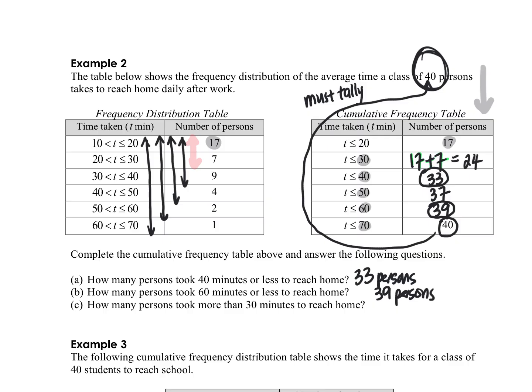Okay, lastly, how many took more than 30 minutes? More than 30. So actually this is the less than or equals to 30, right? So the more than is whatever that's on top of it. So you use 40, take away the 24. That's why you get 16.